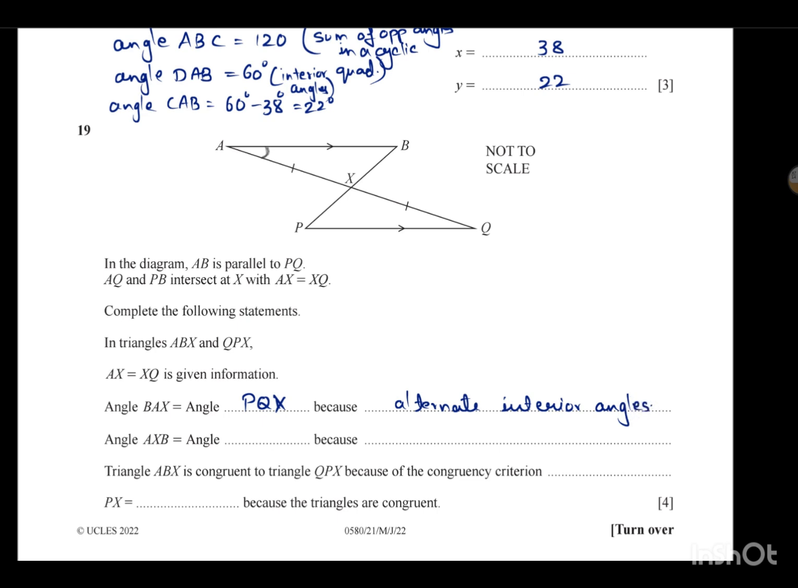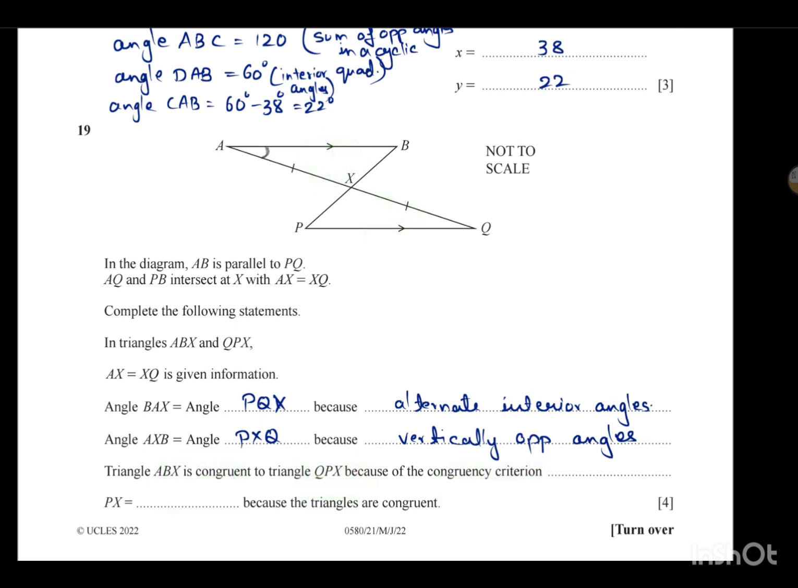Angle AXB is this one. It will be equal to which angle? This, which is vertically opposite, that is PXQ. Vertically opposite angles. Then triangle ABX is congruent to QPX. Now these two triangles are congruent because of the congruency criterion.